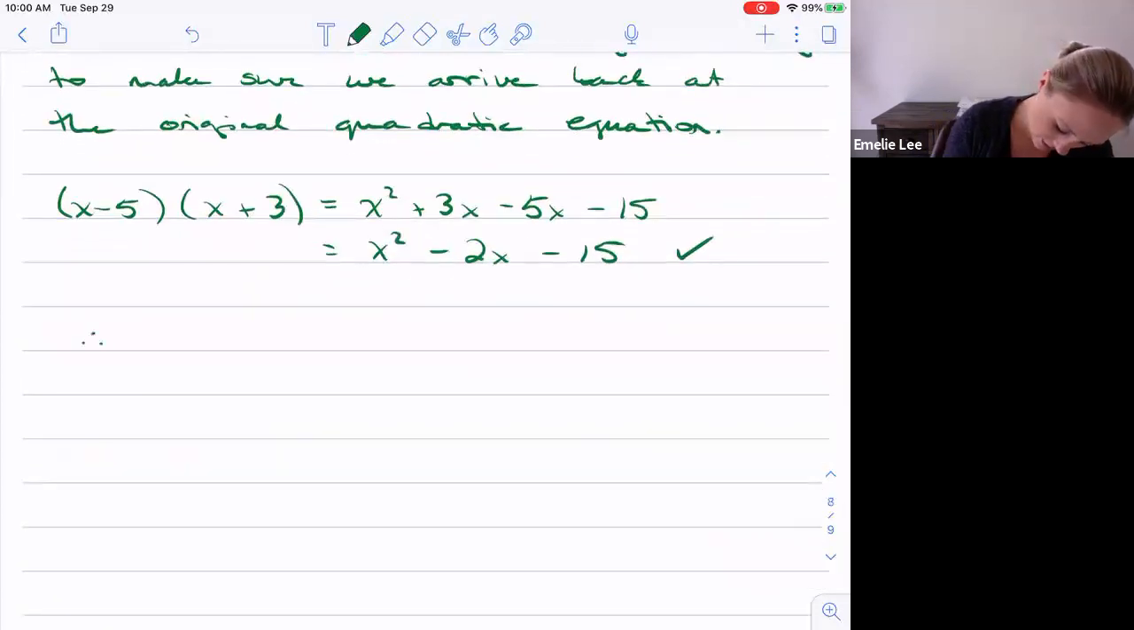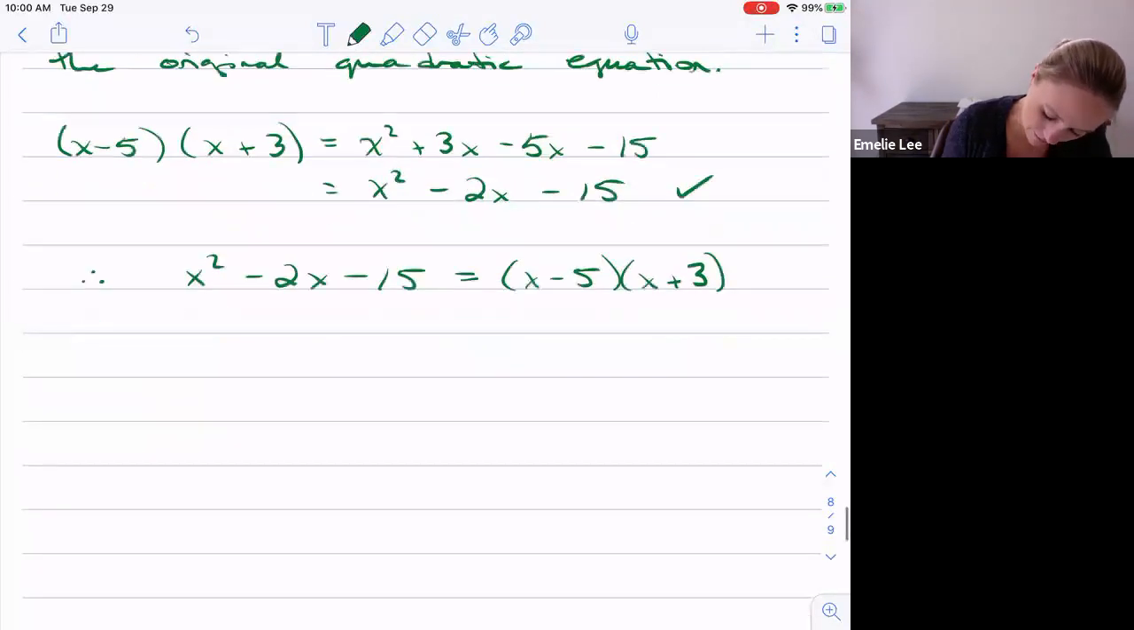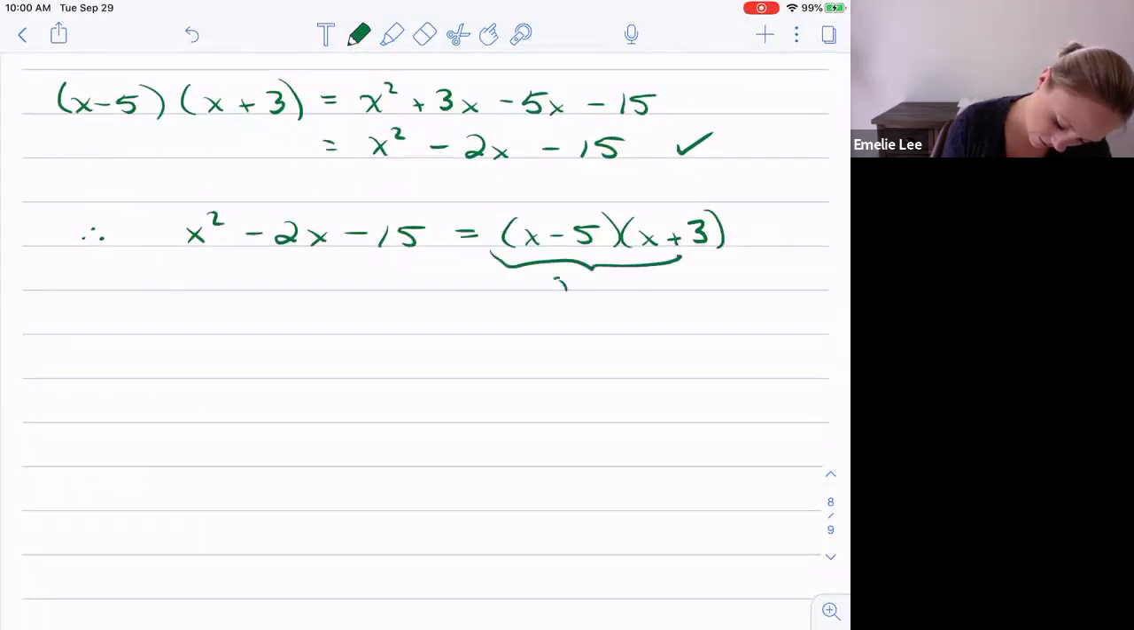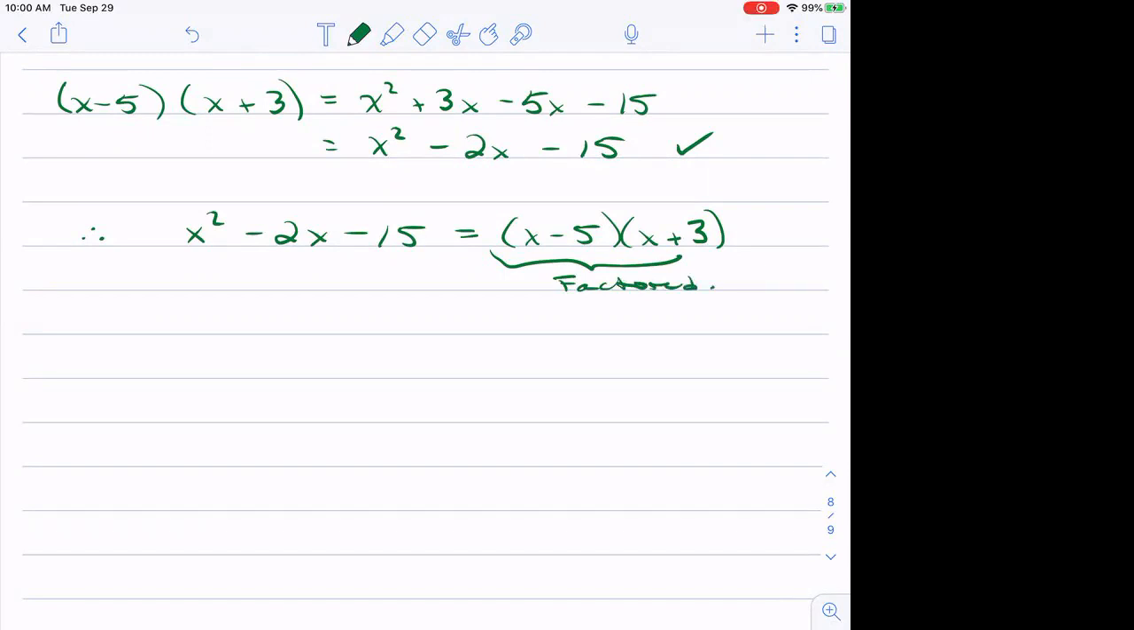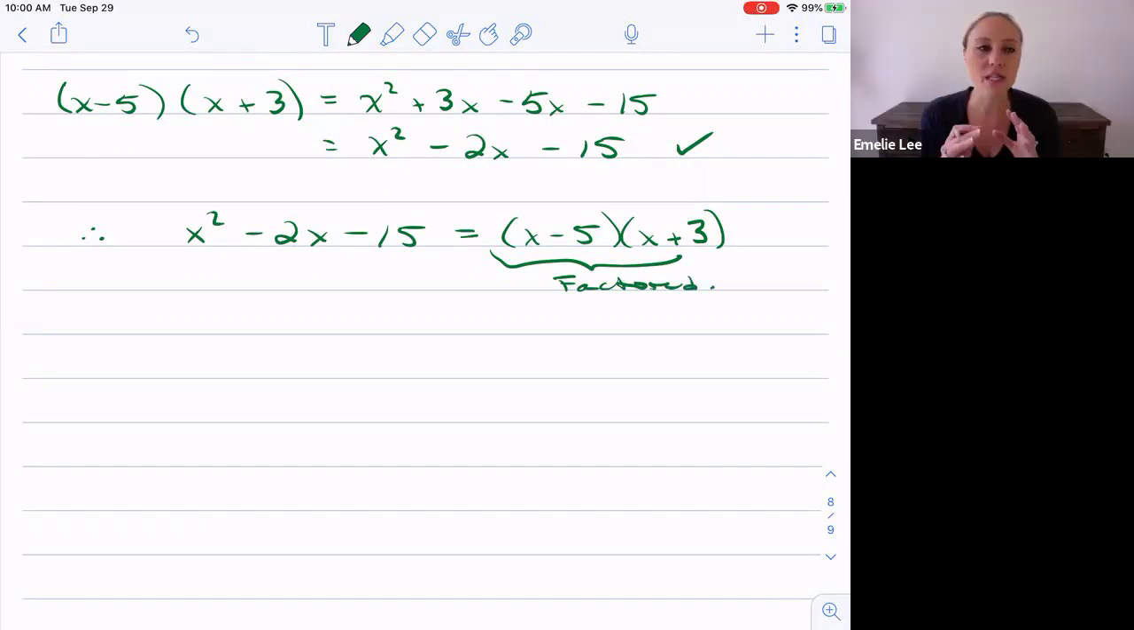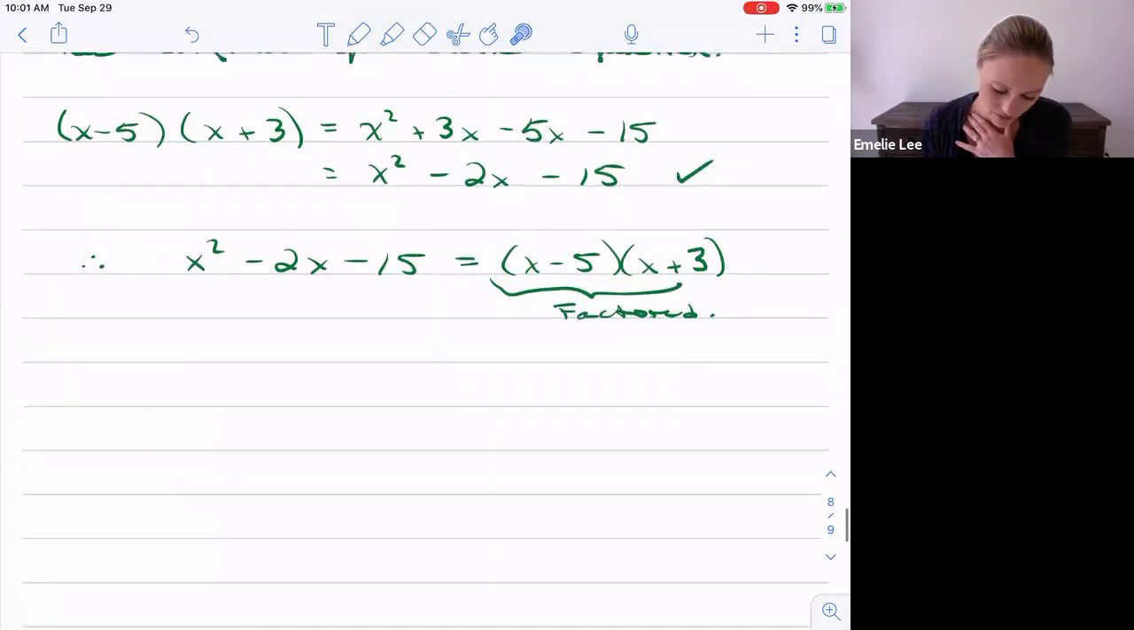Therefore, x squared minus 2x minus 15 equals x minus 5 times x plus 3. Here we have factored. Wow. So you can see what a useful tool that is, to be able to use the quadratic formula to factor these quadratic equations. Really useful. Let's do another one.